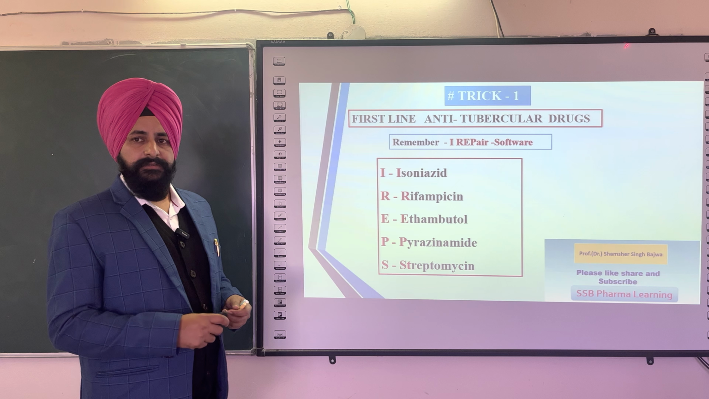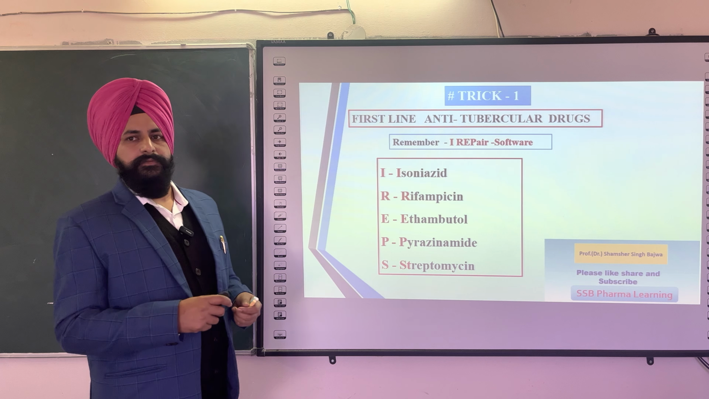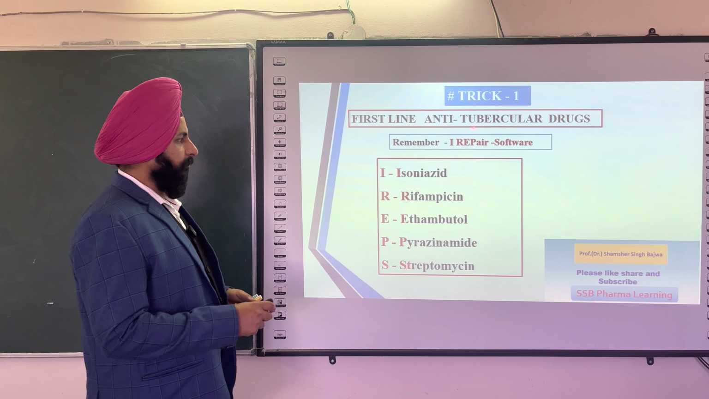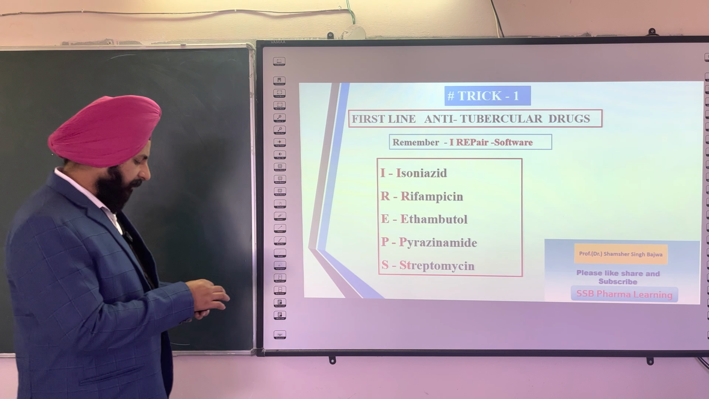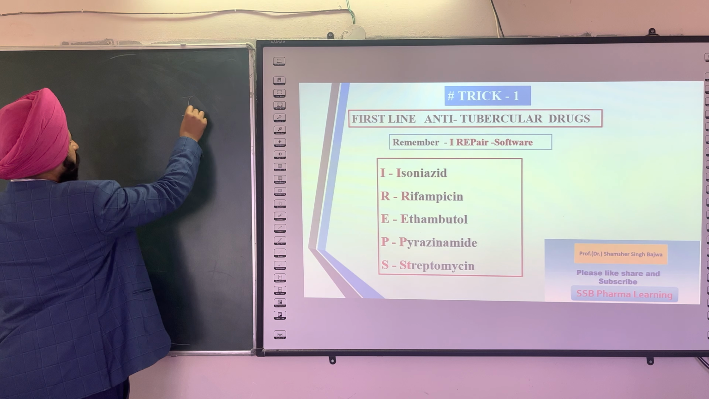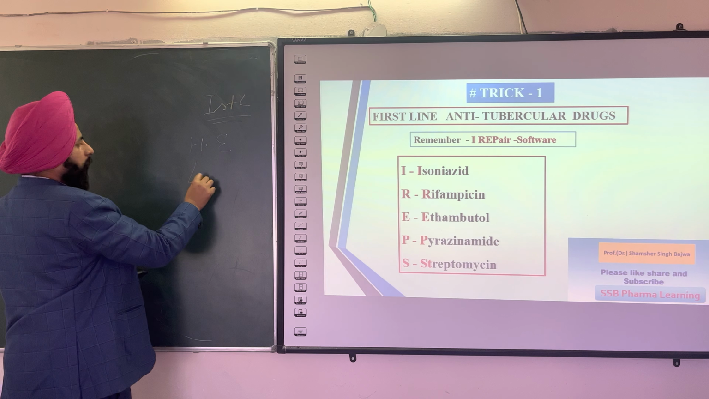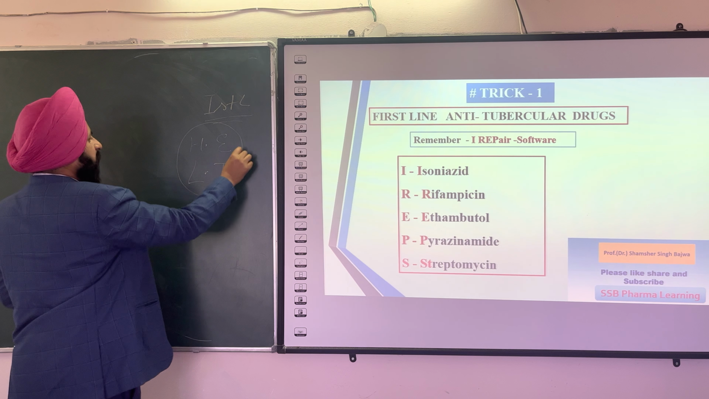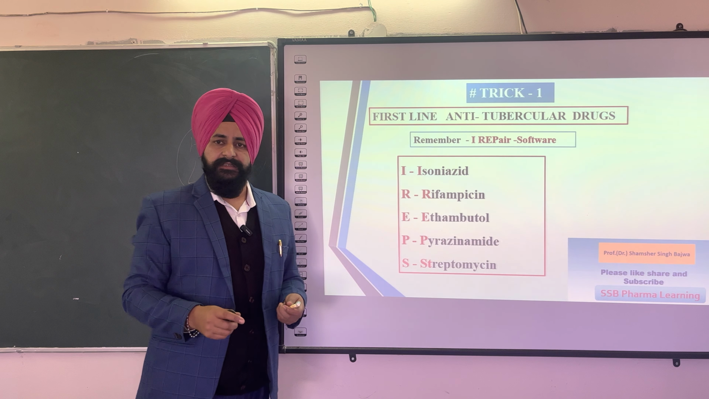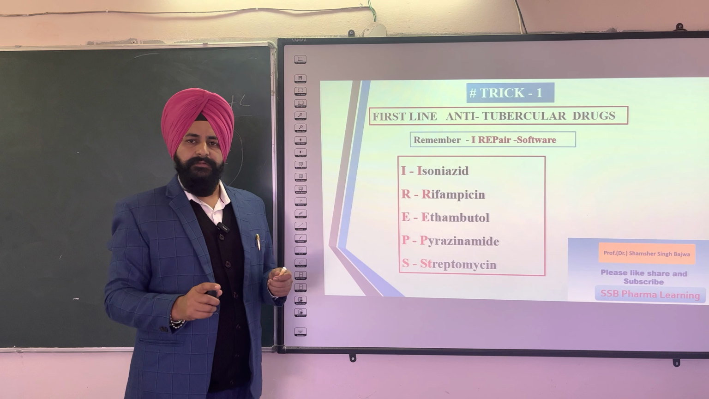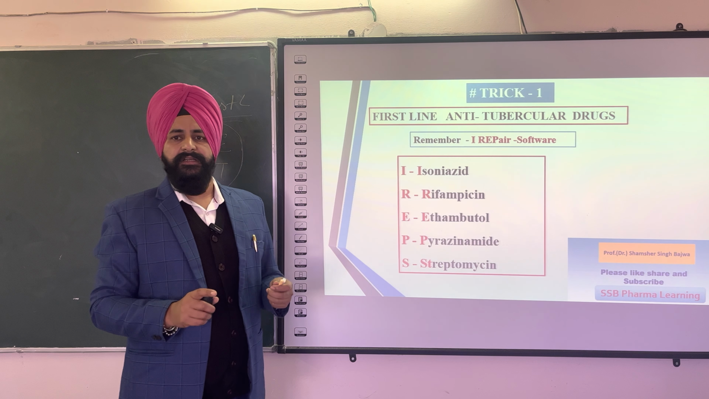How can you remember all these drugs? You can just remember this word, "I repair software". By this way you can remember all the drugs of the first line anti-TB drugs. I will tell you one basic thing: first line indicates high efficacy and low toxicity. These first line drugs are more efficacious as compared to the second line drugs, and they have lower liver toxicity and other organ toxicity as compared to the second line drugs of the anti-TB agents.